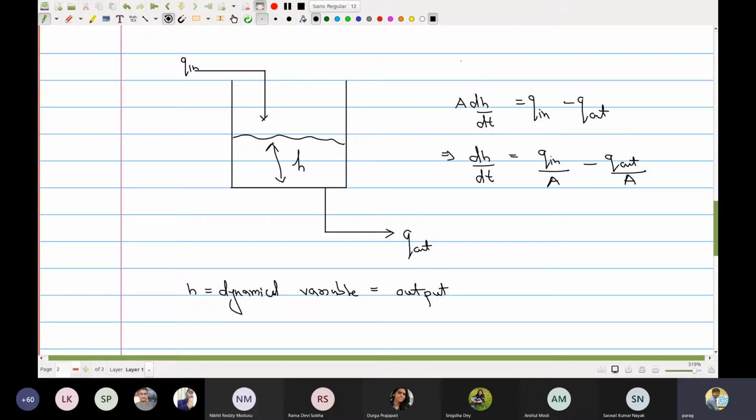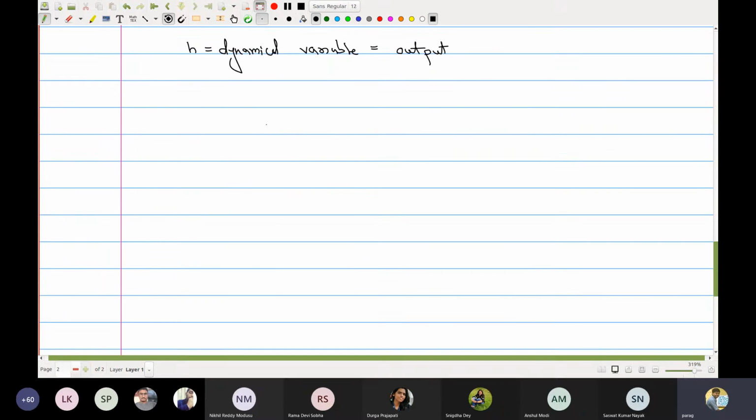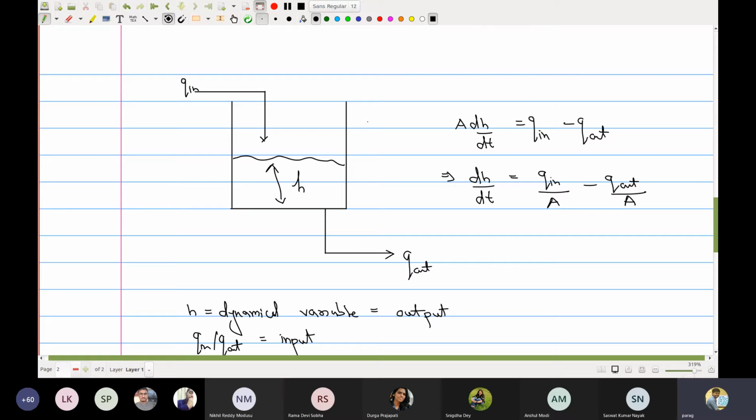So depending upon the exact arrangement, you have your output variable as Q in or Q out or both, as your input variables. Sorry, these are the input variables. Okay. And what is the order of the system? The order of the system is 1, because you have one governing equation, right? This is just one governing equation.